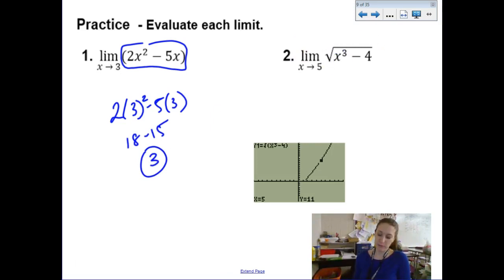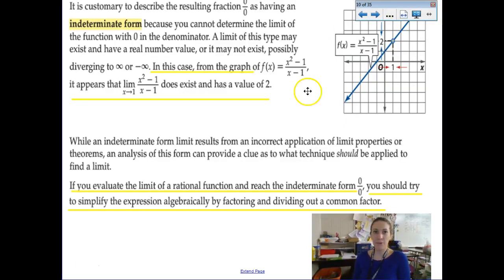This is not a polynomial, but it's not going to be undefined when I plug in a 5, so let's just plug in a 5. So 5 to the 3rd power minus 4 is 125 minus 4, so this is the square root of 121, which is an 11. You could use your calculator, could use your graph, could use your table, whatever you want. Now let's talk about infinite limits.